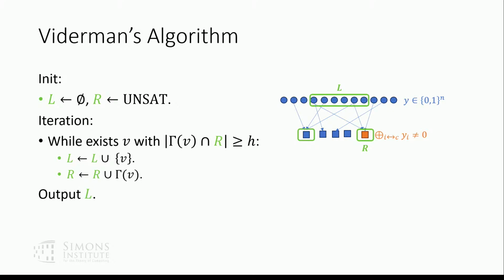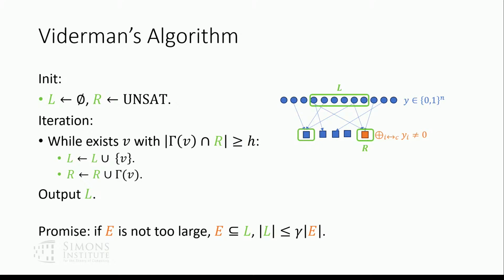And what Viderman showed is that if the initial set of errors is not too large, then you do find a set L, which is promised to contain all of the errors, and to be not too large, where gamma is some constant, you can think about it as like 4 or something of that form. So this is the algorithm.